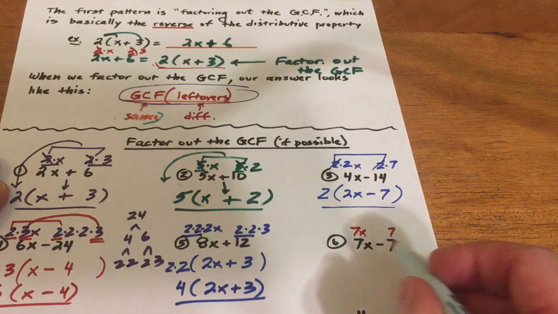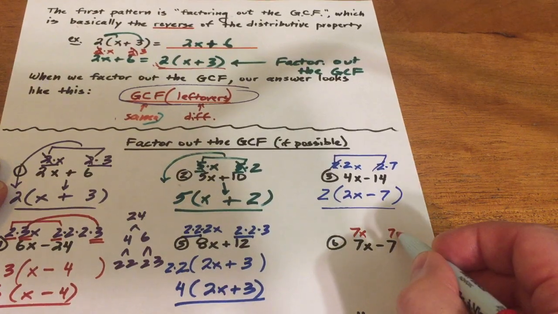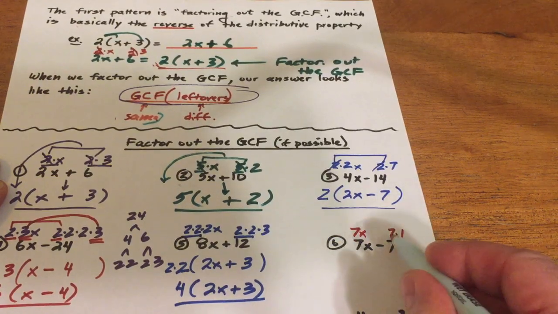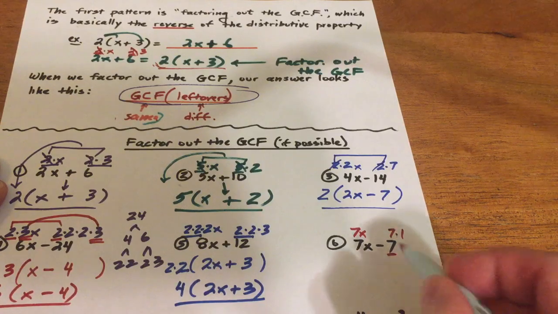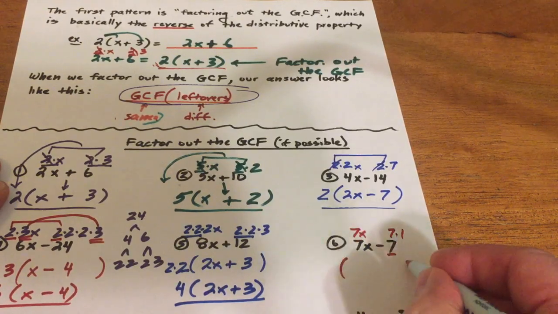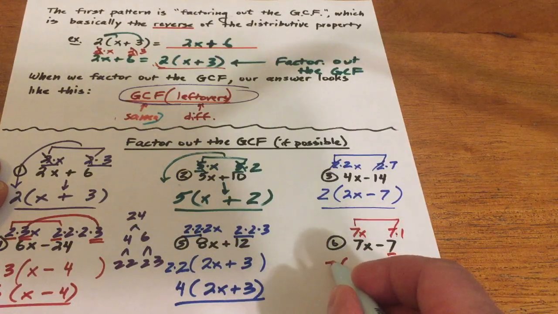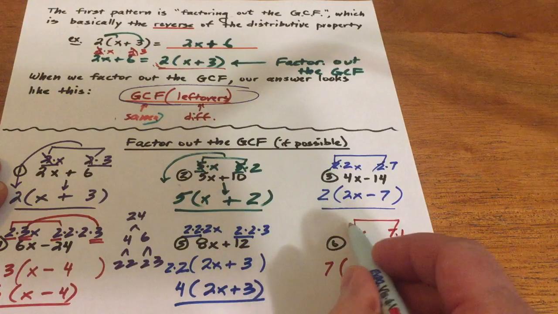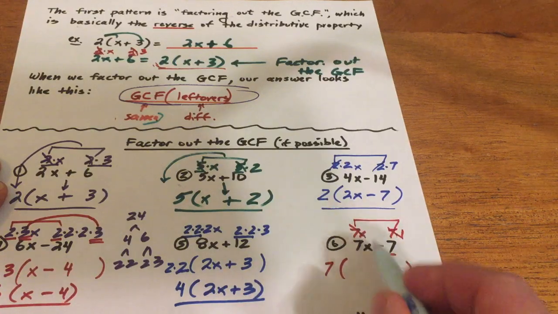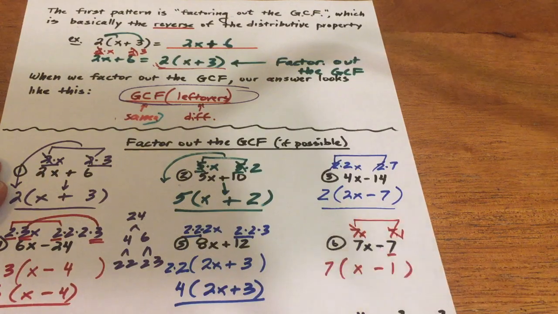In fact, what I'm going to do here, just because we have a single number, is write this as 7 times 1. Is 7 times 1 the same thing as 7? Of course. Now, let's see what's the same. We have a 7 in both, so 7 comes out in front as the GCF. Once we get rid of the 7, we're left with an x, a minus, and a 1. And that's it.